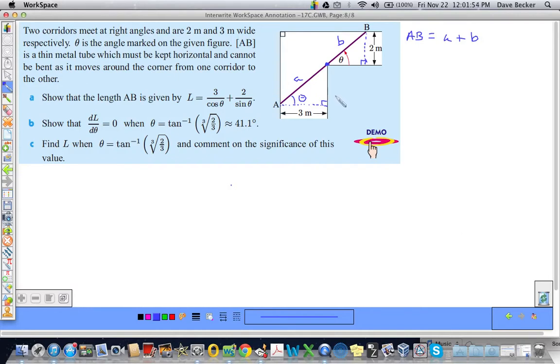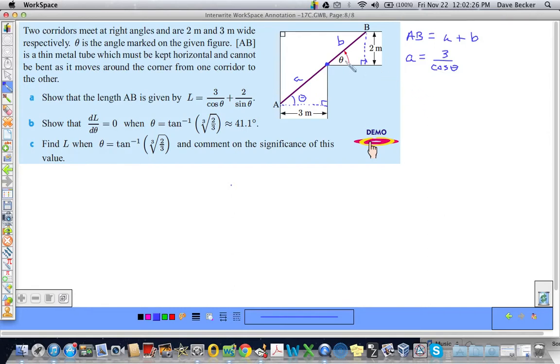So, how do I figure that out? Well, I need A, I have an angle, and I have a side that is adjacent. So I think that you would agree with me, using right triangle trigonometry, that A is equal to 3 over cosine theta. How did I do that? Because cosine theta equals adjacent 3 over hypotenuse A. And then solving for A, we get 3 over cosine theta.